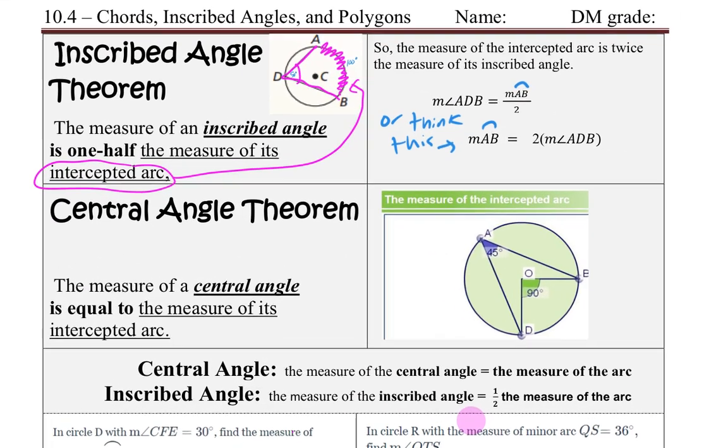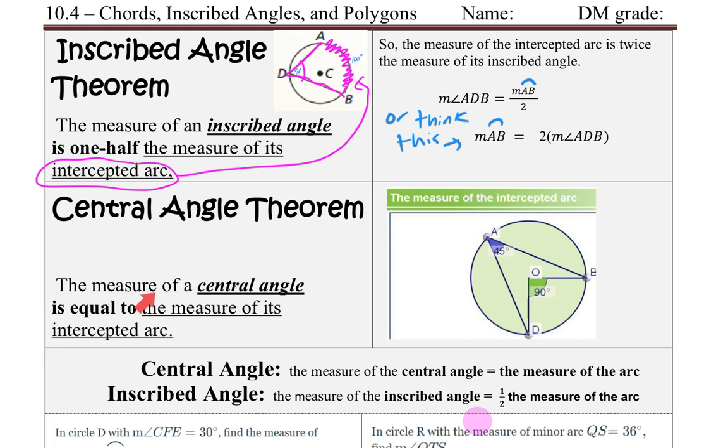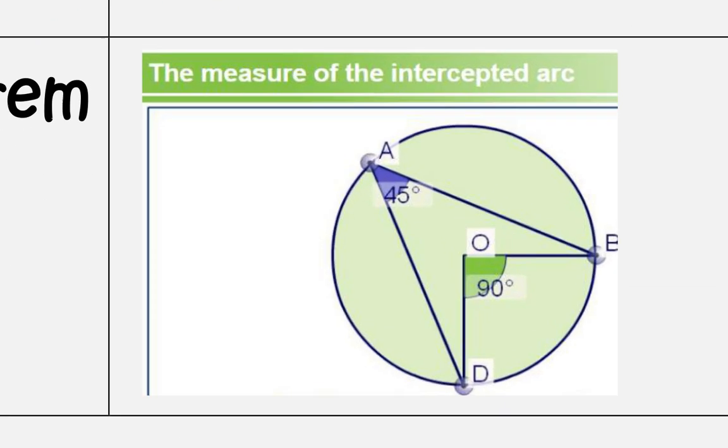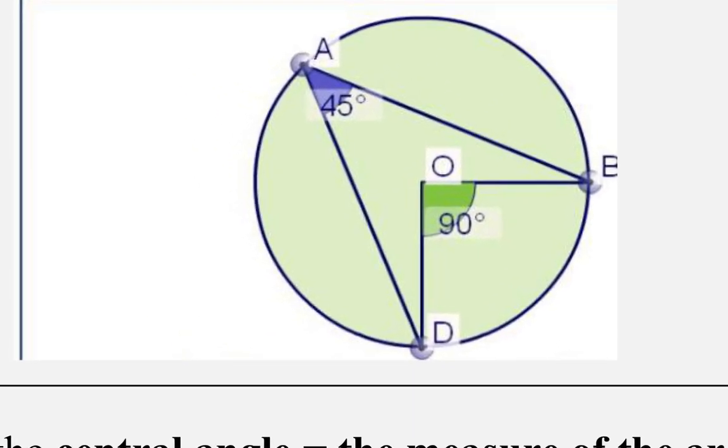So then if we remember from last time, we said the measure of the central angle is equal to the measure of its arc, right? So this is from last time. So if we see right over here, let's take a look over here, all right? So if we see this over here, that right there tells us that this is a central angle.